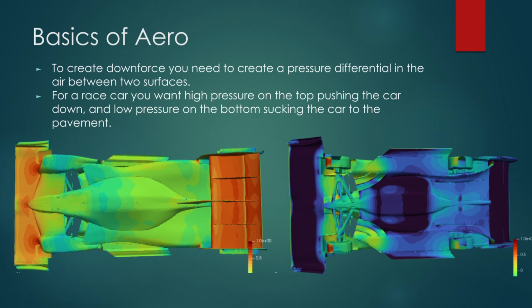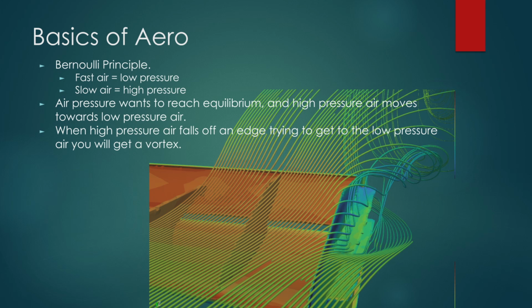First, to create downforce, you need to create a pressure differential in the air between two surfaces. So when designing a car, you want high pressure on the top of the car, pushing the car down, and ideally low pressure on the bottom, sucking the car to the pavement. This bloke named Bernoulli discovered that the faster air flows, the lower its pressure, and conversely, the slower the air, the higher its pressure. So we can use this rule to actually shape the car so that as much of the slow air is on top of the car and the fast air is on the bottom of the car.